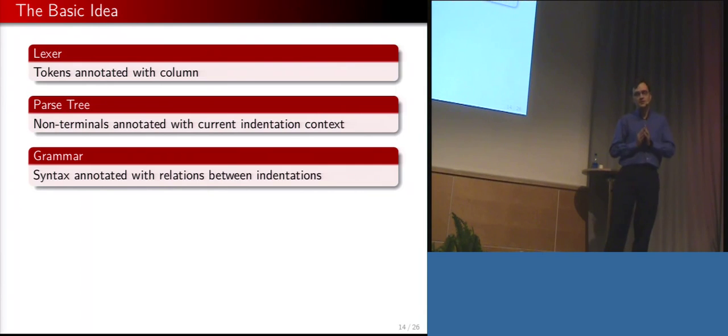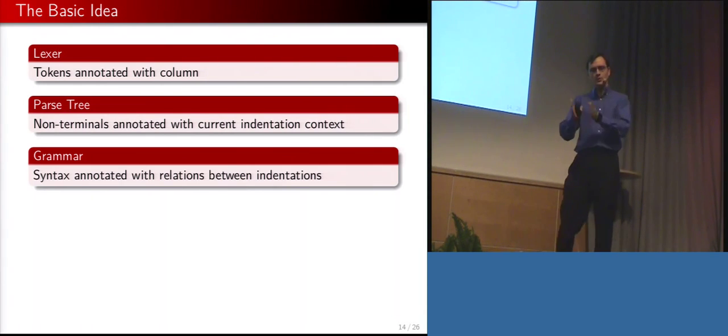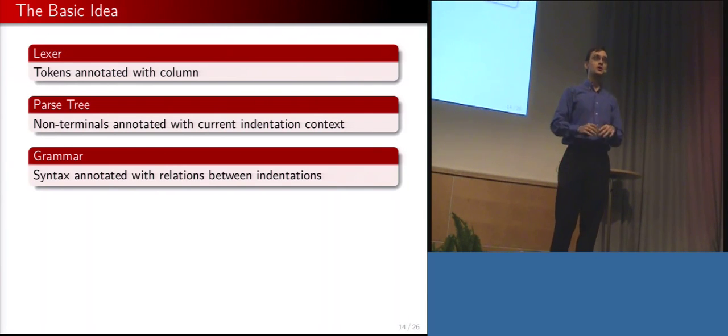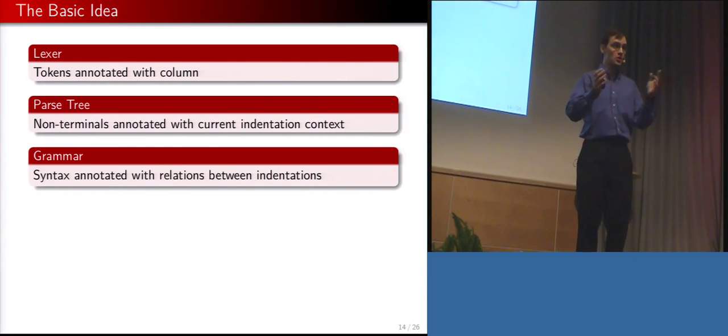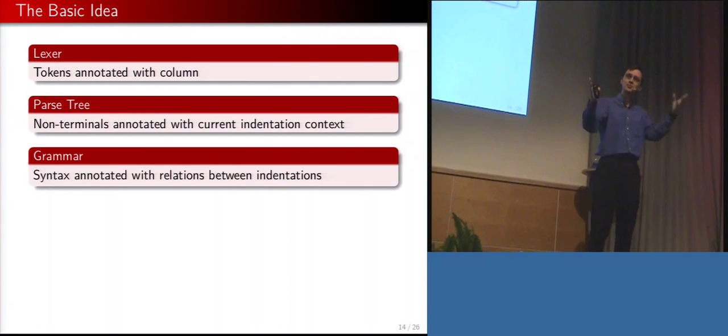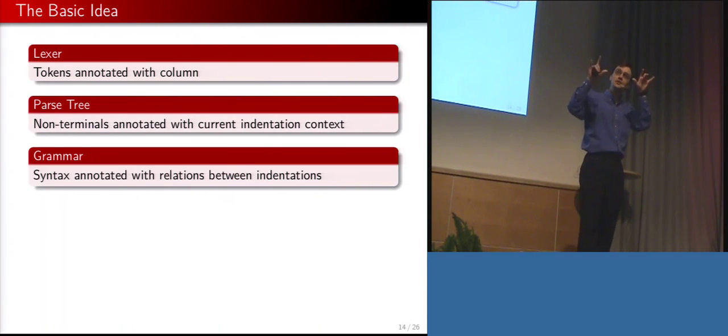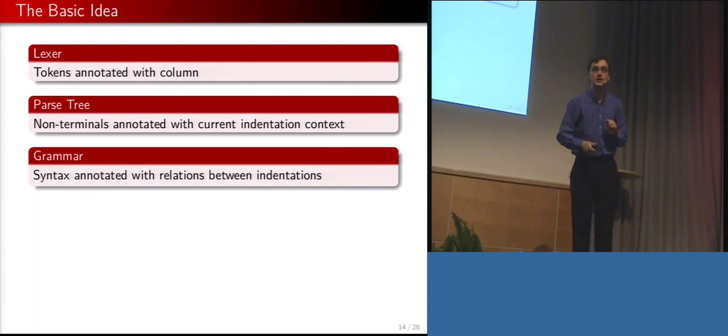So our basic idea is as follows. Well, first what we're going to do is we're going to have the lexer annotate every single token it emits with the column at which that token occurs. Now hopefully that's not too onerous, because you're probably already doing that for error reporting purposes. Then in the parse tree, we're going to annotate every non-terminal and terminal with the indentation at which that occurs.